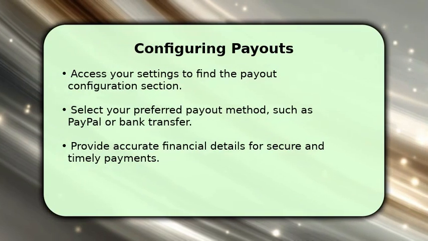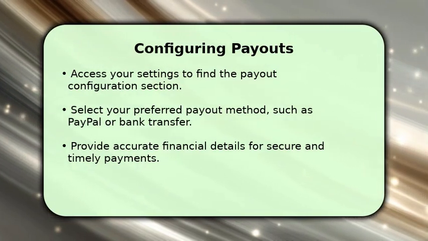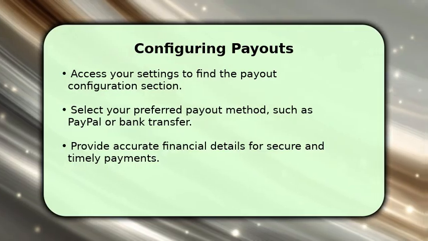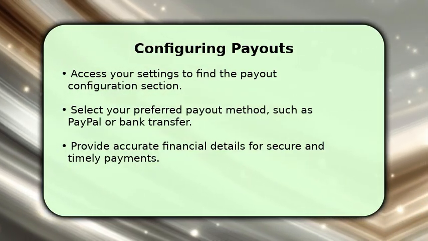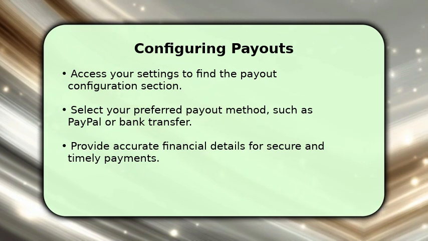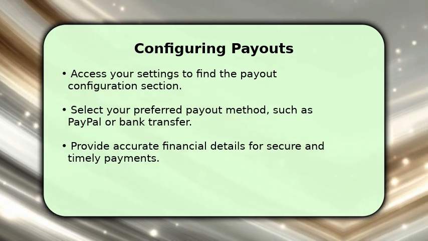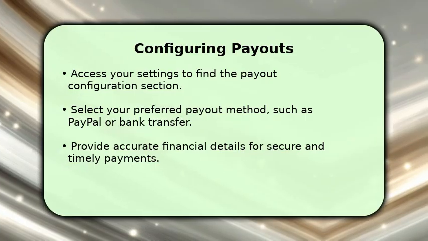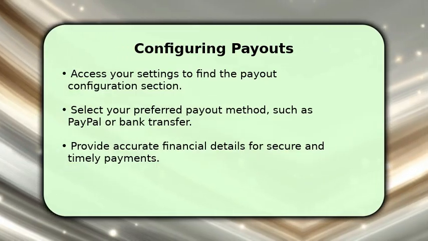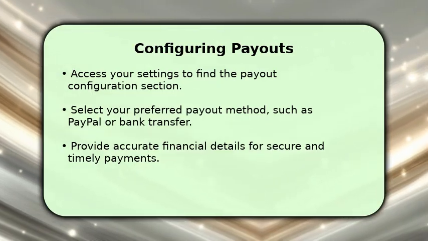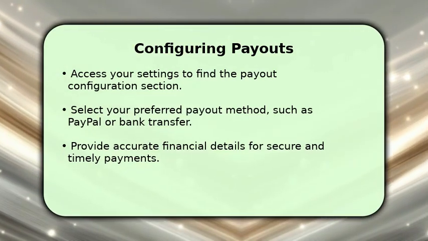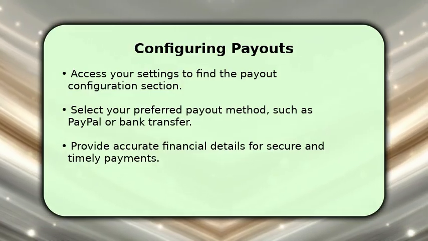Next, let's set up how you'll receive your earnings. Head to your settings and look for the payout section. Gumroad typically offers options like PayPal or direct bank transfers. Carefully enter all your financial details to ensure smooth and secure transactions. Sometimes, you might need to verify your identity. This is a standard security measure to comply with financial regulations. It's crucial for getting paid reliably.